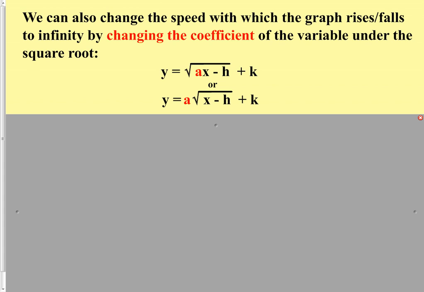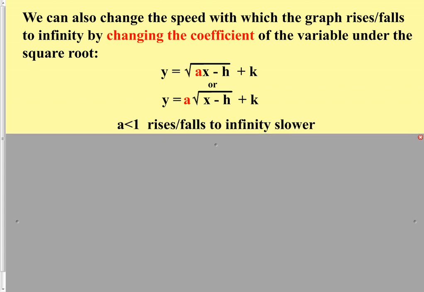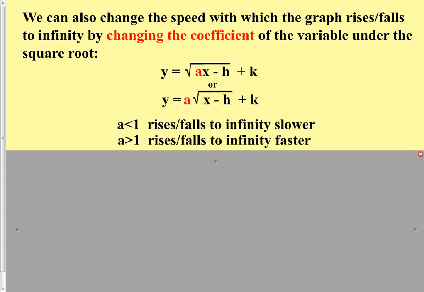Now there's a few parameters that we need to know associated with this a value that was just brought into the problem. Hopefully you should remember them. These are the same as they were with the parabola. If a is a number smaller than 1, then that is going to cause our square root function to go to infinity slower than it normally would have. Or if a is a number larger than 1, that's going to cause it to go to infinity faster than it wanted to.